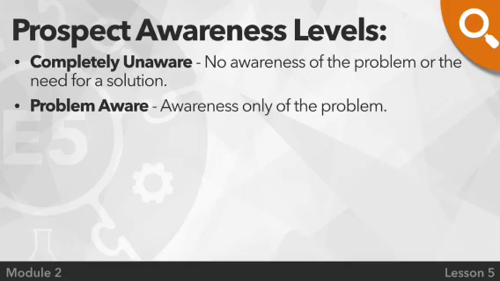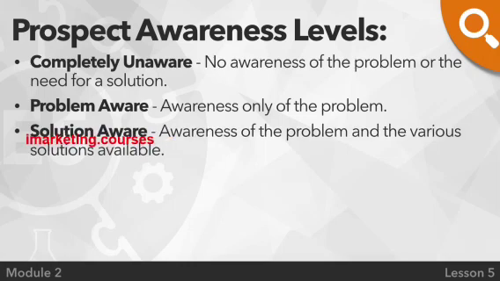The next level is what we call problem aware. And here, there's only an awareness of the problem. Taking our men over the age of 60 that are golfers, this would be the man who is now dealing with low back pain. But that's the only awareness that they have. They have no other awareness of any options for relieving their back pain, for preventing any additional back pain, or for preventing worsening of their back pain. All they have right now is an awareness of back pain.